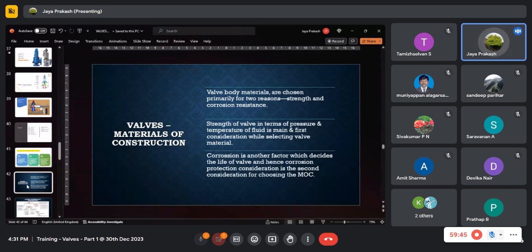So these are the factors based on the pressure and temperature of a fluid. Next, to consider the material selection, corrosion is another factor. In corrosive conditions, you need to carefully select a material which has strong corrosion resistance. That is another criterion for choosing the material.